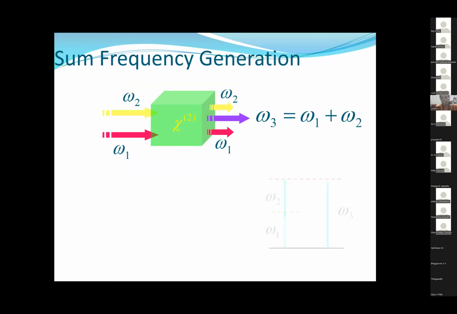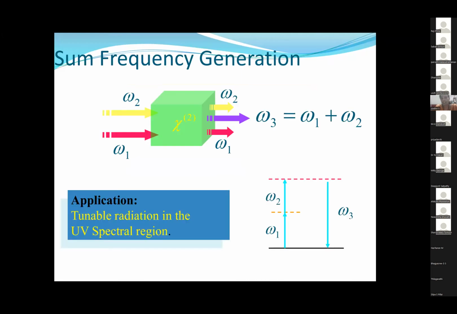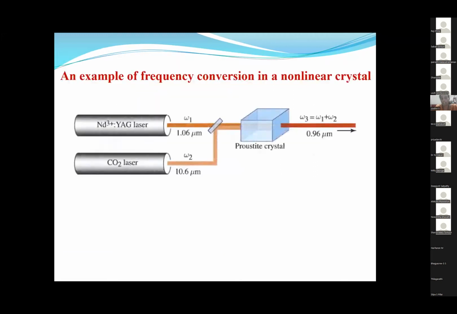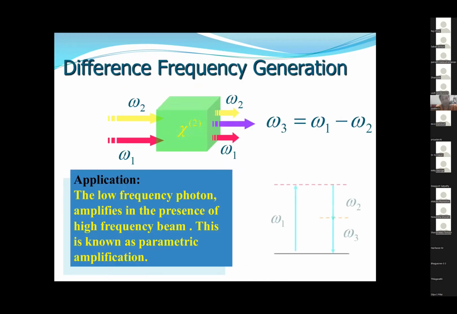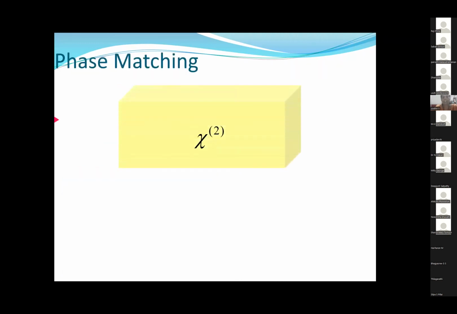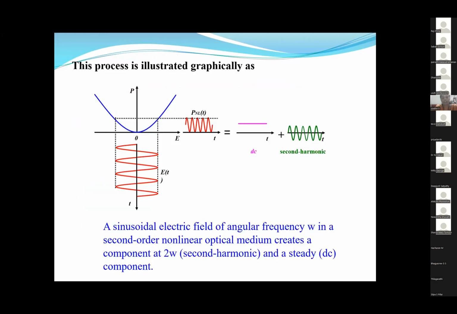If you look at sum frequency generation, as I said, you can manipulate the light that is going to come out. For example, you have a YAG laser, which has one kind of frequency, and a carbon dioxide laser. If you have a nonlinear medium, a crystal, and you allow these two beams to go inside, you will get a third beam having an added-up frequency. This is sum frequency generation. Similarly, you can have difference frequency generation, so that you have a change in the wavelength that comes out.